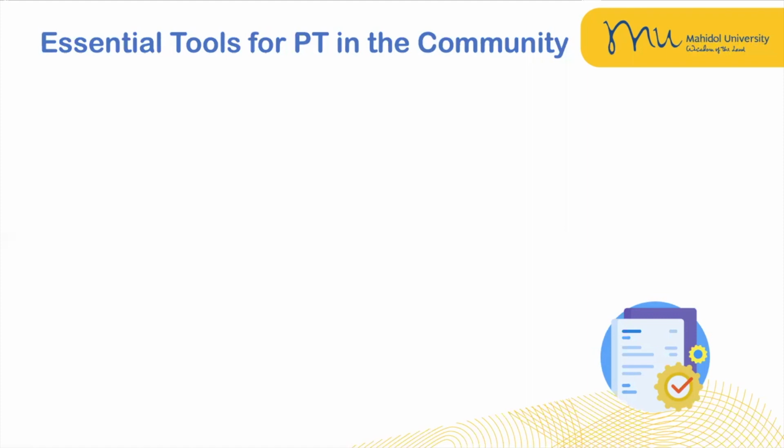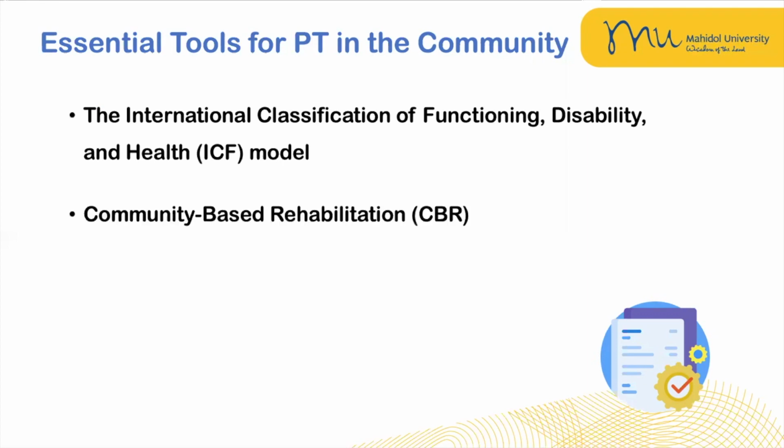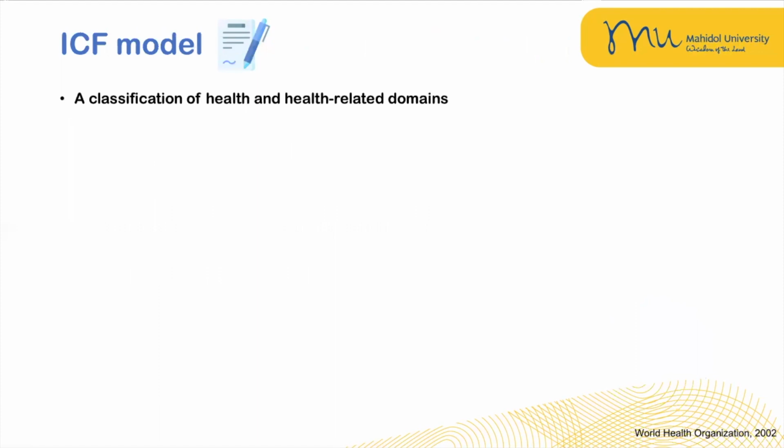Then, there are 3 essential tools to help PT to work well in the community. There are the International Classification of Functioning, Disability, and Health, or ICF model, Community-Based Rehabilitation, CBR, and the 7 community tools. First, I will talk about the ICF model.